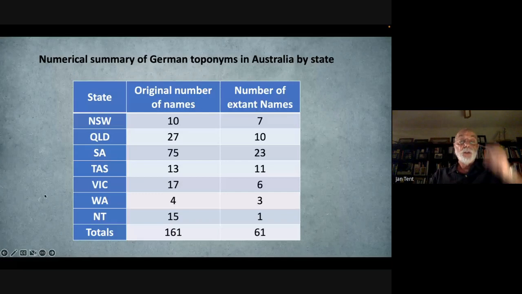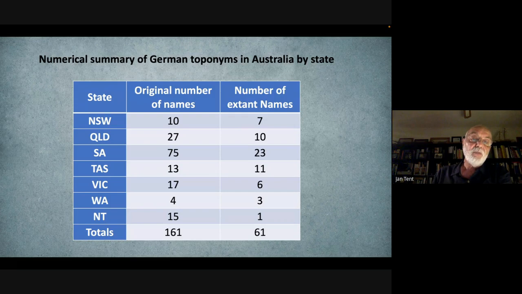If you have a look at the table, in the left-hand column you'll see the states of Australia and the original number of German names each of those states had. You'll see that there were 161 German names originally in Australia, and after the First World War, 100 of them were expunged. Some of them regained their names, but not many at all. South Australia had 75 German names, but now only has 23 of those left, which is a shame, because it expunges the German heritage of South Australia.